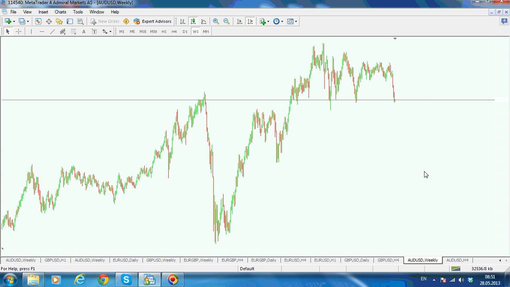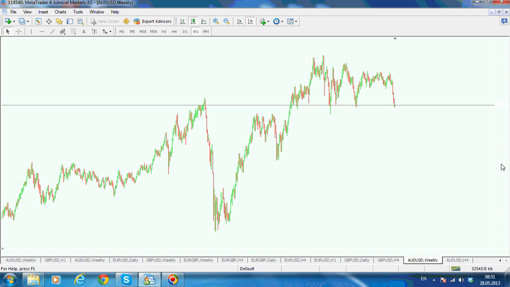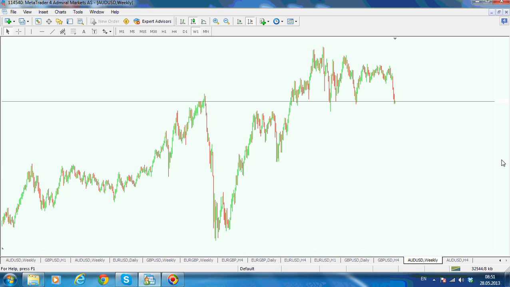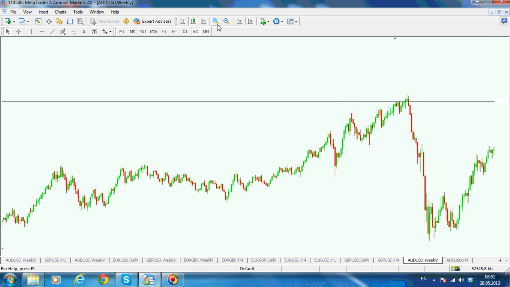This is an Australian dollar US dollar weekly chart, and I just want to show you something on the weekly chart, and then go to approximate things on the lower time frame.